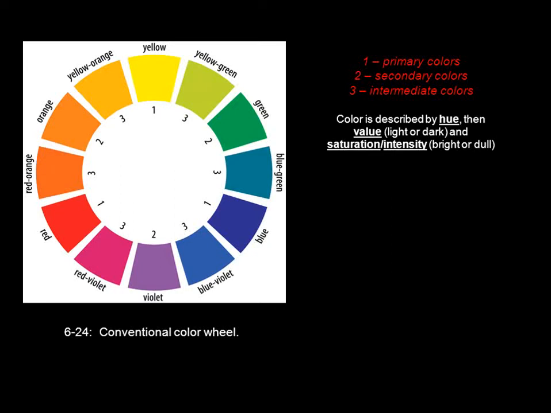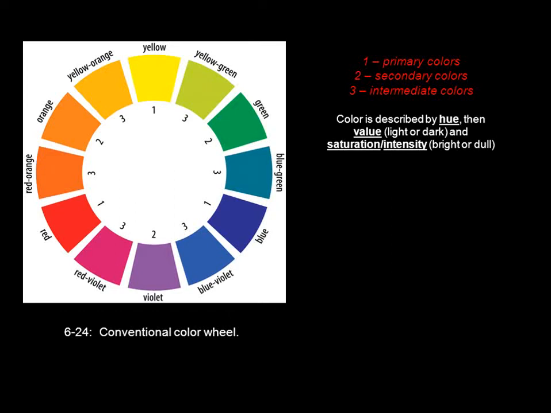So when we look at the color wheel, there are three categories of colors that are usually depicted: primary colors, secondary colors, and intermediate or tertiary colors. Your primary colors are the colors you know. They're the colors that can't be created by other colors, which are yellow, red, and blue, and they're all indicated by ones on the color wheel.